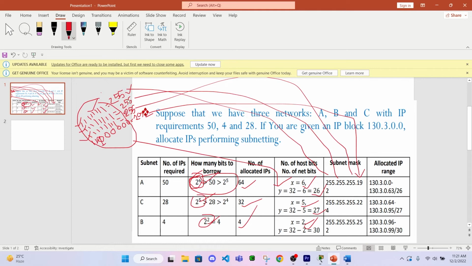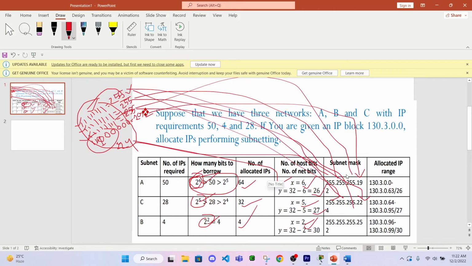When we convert to decimal format, the values are 255, 255, 255, and here the last one, with 3 ones, means 224. So we write 255.255.255.224.